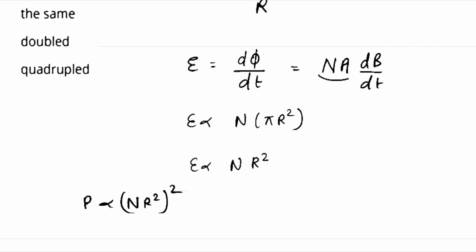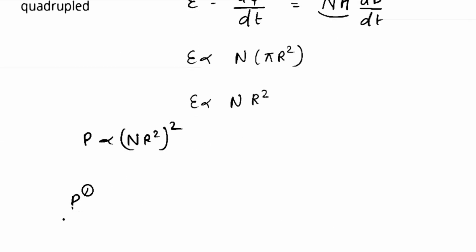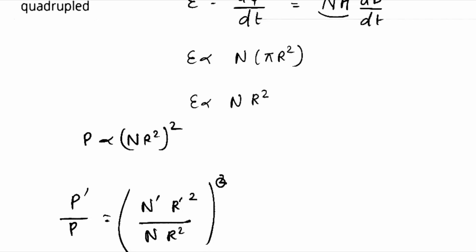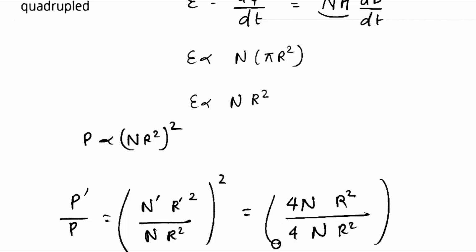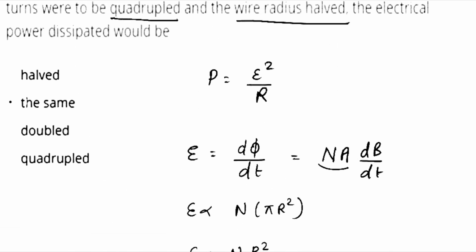Now the number of turns is quadrupled and the wire radius is made half. So I will write here the changed power by initial power is equal to the changed number of turns, changed radius whole square, by the initial number of turns, initial radius whole square, and n dash is 4 times of n, and the radius is half of the initial radius, so it will be this. So you can see already this is 1 only, so it will remain the same. So B will be the correct option. Simple. Thank you.